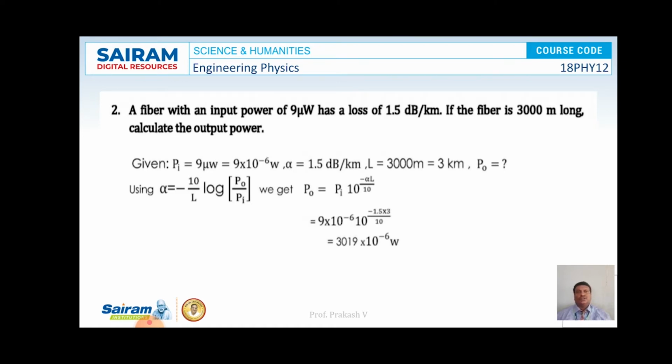So we know that the attenuation alpha is equal to minus 10 by L logarithm of P naught by Pi. On simplification, we will get P naught is equal to Pi into 10 to the power of minus alpha L by 10. So substitute the values of Pi, alpha and L here. That is nothing but 9 into 10 to the power of minus 6 into 10 to the power of minus 1.5 into 3 by 10. So we get the value of P naught is equal to 3019 microwatts.